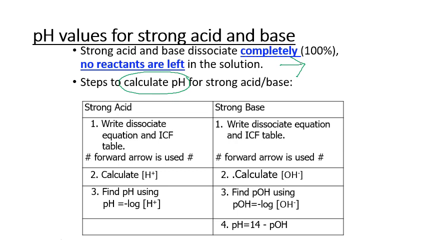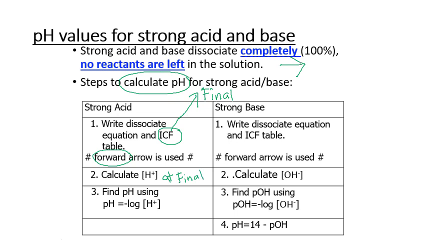Step 1, write the dissociation equation and ICF table. So why do we call this ICF? Here, the F stands for final, because the arrow that we use is a forward arrow only, meaning it is not at equilibrium. That's why we didn't use the short form ICE. Second, we are going to calculate the concentration of H plus at final.